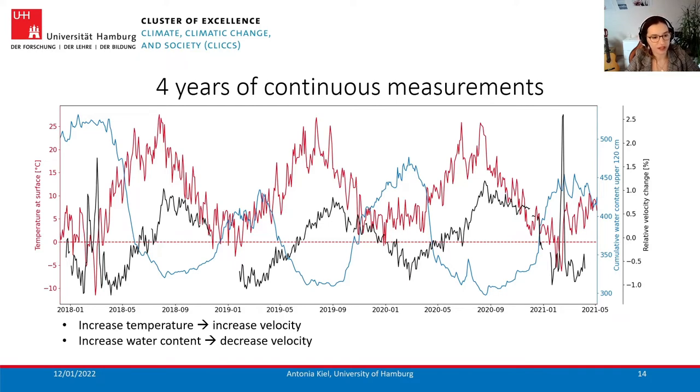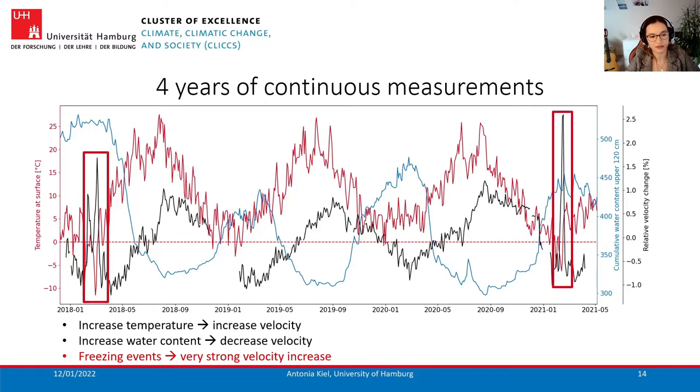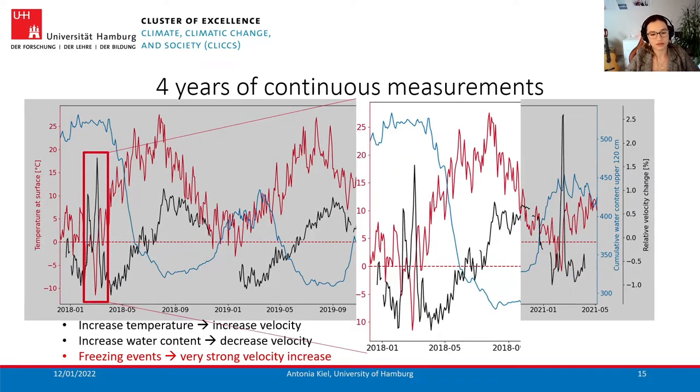And one more thing we can see is freezing events. So here are marked the time windows for which the surface temperature gets below 0 degrees Celsius. And for these time windows, we have a very strong velocity increase. Here, zoomed into the first velocity increase we had in 2018, so this freezing event. And we see that as soon as the surface temperature is below 0 degrees Celsius, a very strong velocity increase happens. This is caused by the fact that the frozen layer of water in the uppermost layer of the soil is very stiff, and therefore this solid layer has, as typical for solid media, a very high velocity.